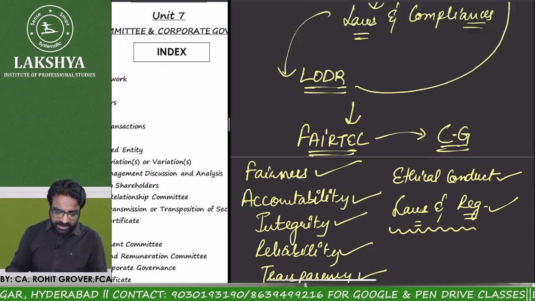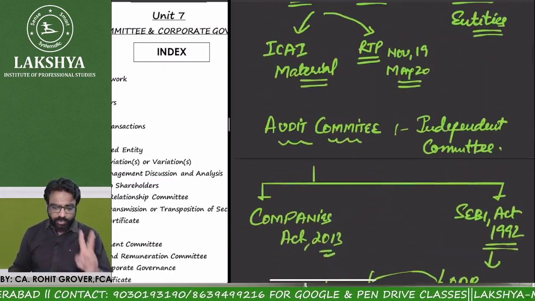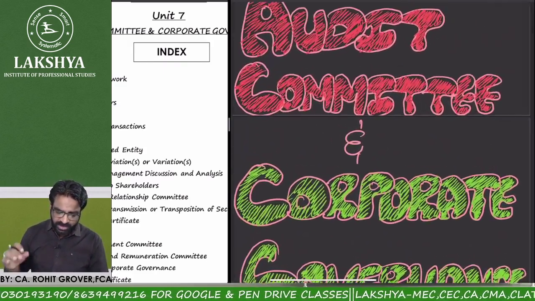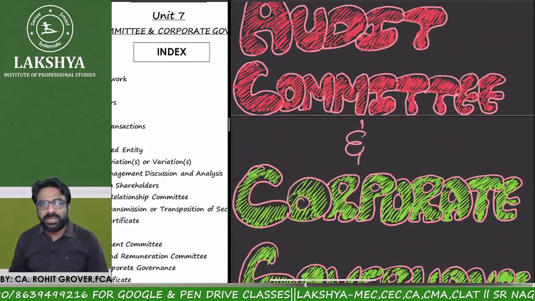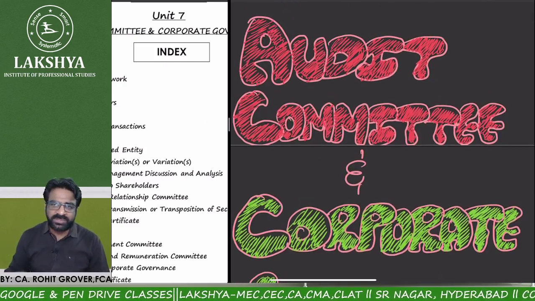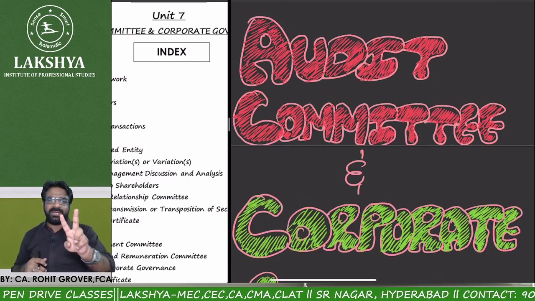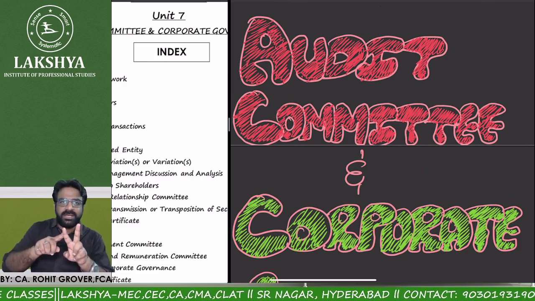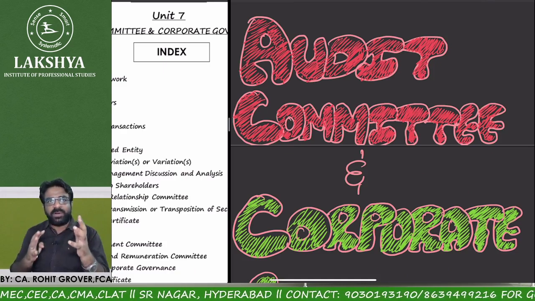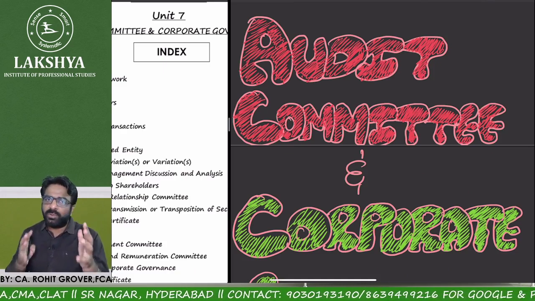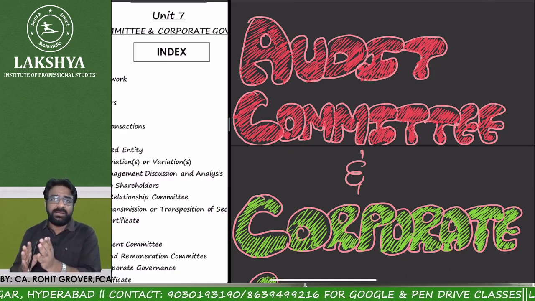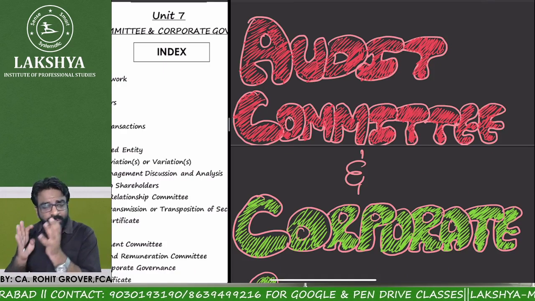So basically, this chapter is divided into two broad topics. What is the name of the chapter? First of all, the name of the chapter is Audit Committee and Corporate Governance. So what is Audit Committee? Audit Committees are of two types, one under the Companies Act and one under the SEBI Act. That we'll learn. It's a very huge topic, so maybe one and a half classes will be dedicated only to Audit Committee, and then we'll have approximately 2 to 3 lectures on corporate governance.